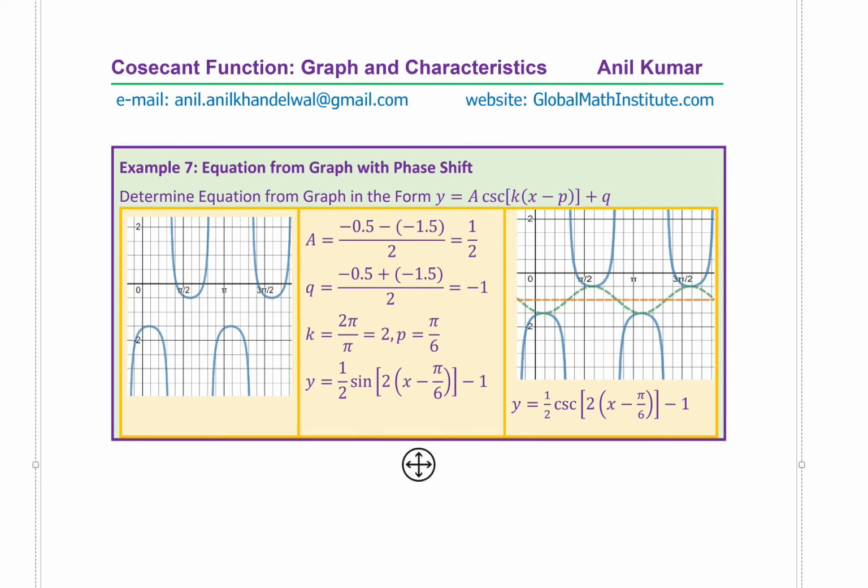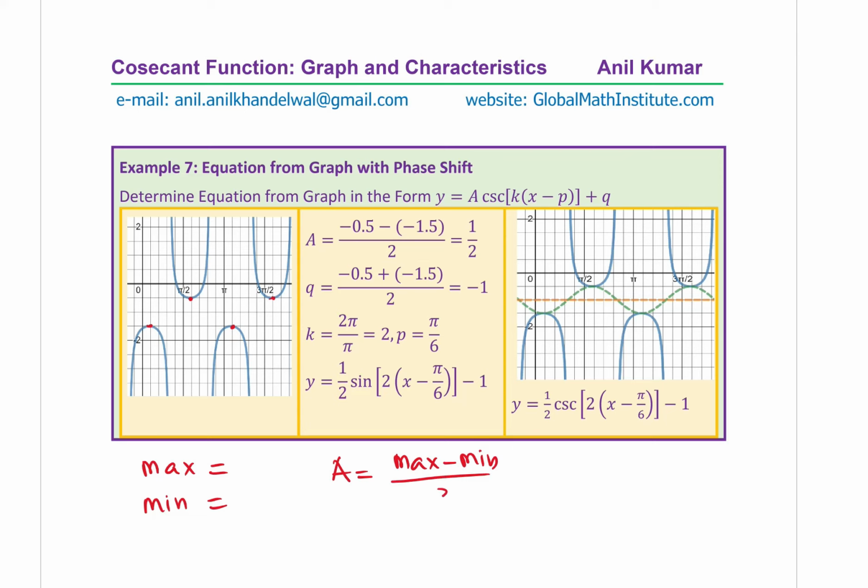Now here is the last example which I'll leave for you as a test question. Once again, the steps are like this. Identify these points, right? Write down their values. These are your local maximum and minimum values. So what is your maximum value? What is your minimum value, correct? Once you get that, the value of A will be maximum minus minimum divided by 2. The value of Q is going to be maximum plus minimum divided by 2, and the value of k will be 2 pi by the time period.